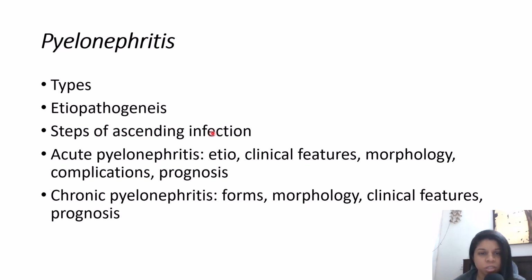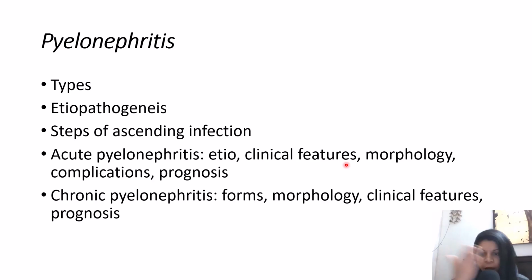Steps of ascending infection, as I said already, that will colonize the introitus and urethra, and then from the urethra it will go to the bladder. From the bladder, then vesicoureteral reflux to the kidney, and in the kidney there will be intrarenal reflux. Acute pyelonephritis etiology, the same ascending infection and the hematogenous spread. Mainly it is bacterial, and a little bit viral also it can be. Clinical features: costovertebral angle pain, tenderness, dysuria, frequency, burning micturition, urgency, and then fever, malaise, etc.